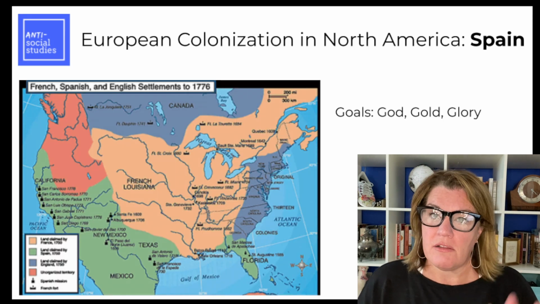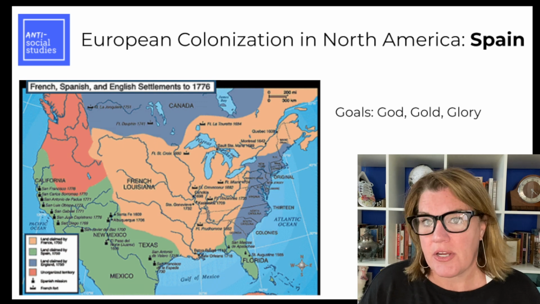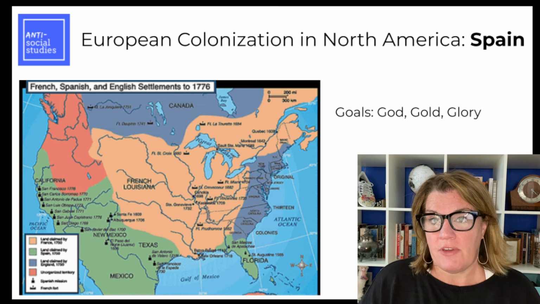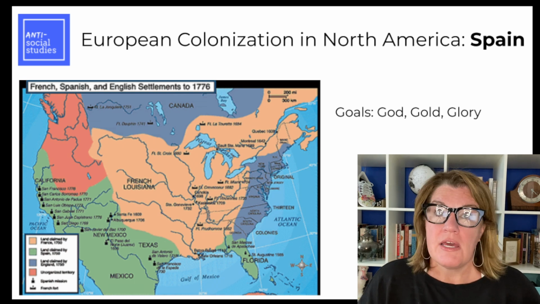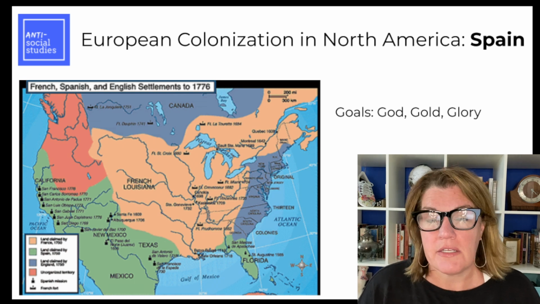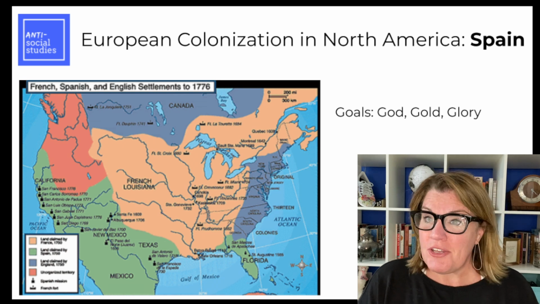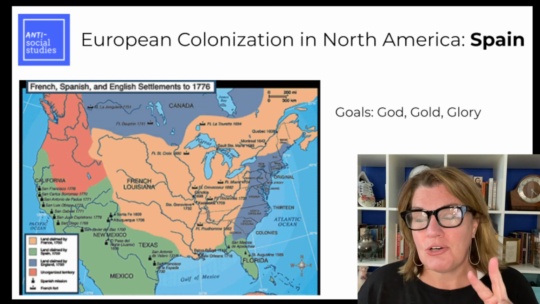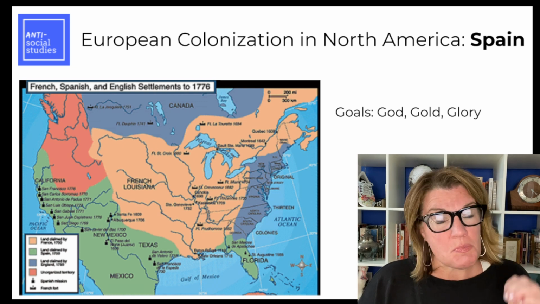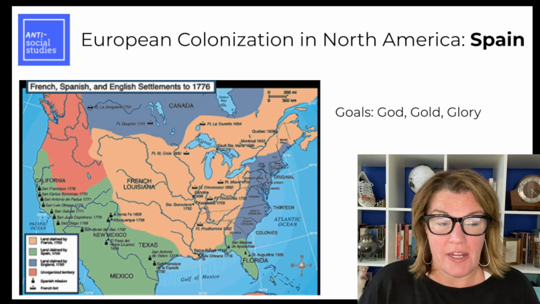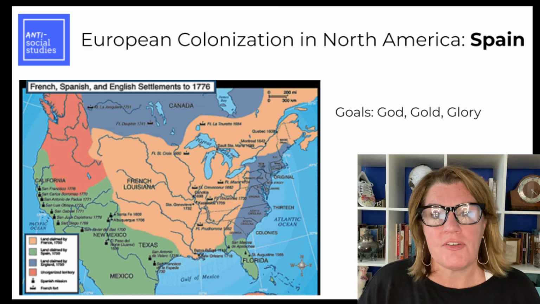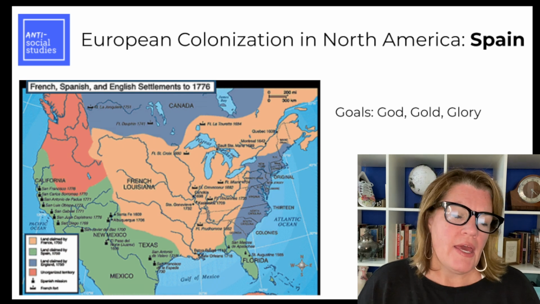They tended to settle in Florida as well as in the American Southwest. Those areas today still have a very heavy Spanish influence because of that original colonization by the Spaniards. The Spaniards' goals in settling in the New World: God, gold, glory. They wanted to spread Christianity, Catholic Christianity, because Protestantism hadn't been established yet. That's not till 1517 over in Europe.